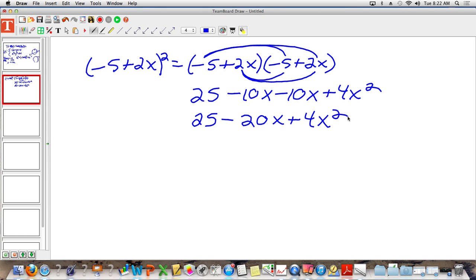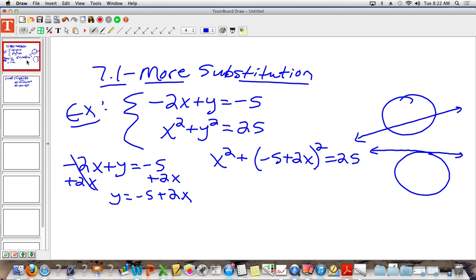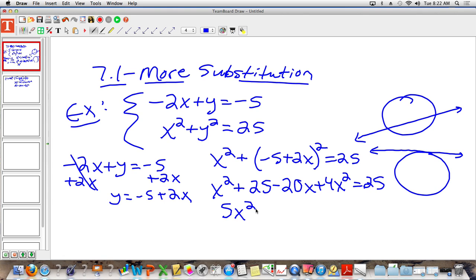All right, so we have 25 minus 20x plus 4x squared. I'm going to flip back to the first page, so we have x squared plus 25 minus that. What was that middle term? 20x, and then the 4x squared at the end is equal to 25. Collect like terms. What can we add together here? x squared and 4x squared. So we've got 5x squared. Add those together. I have a minus 20x, and I have a plus 25 equals 25.